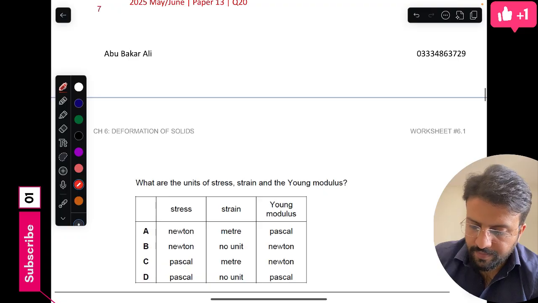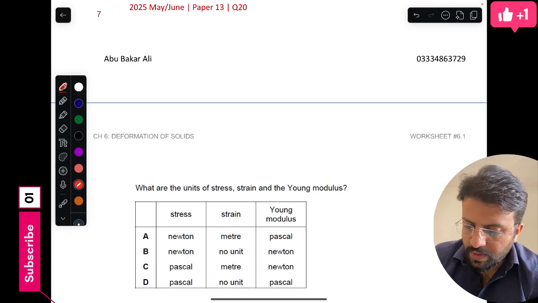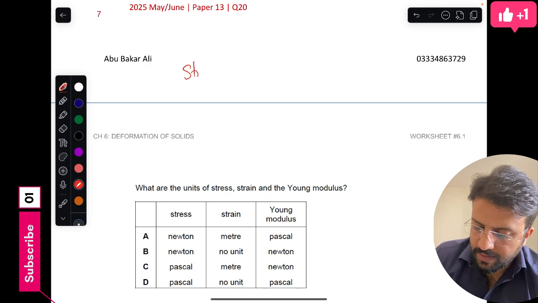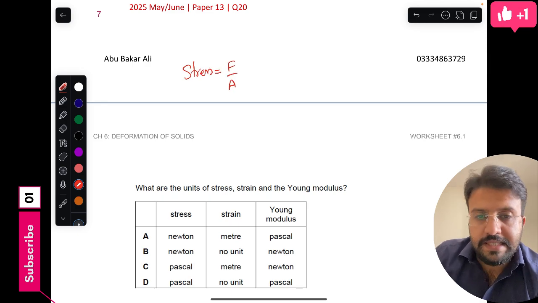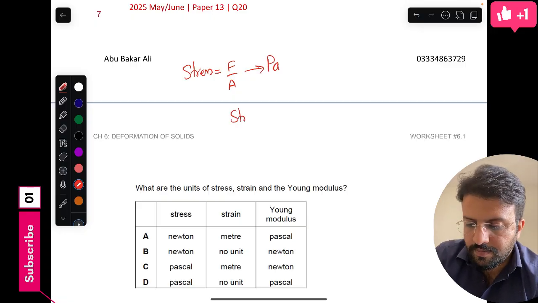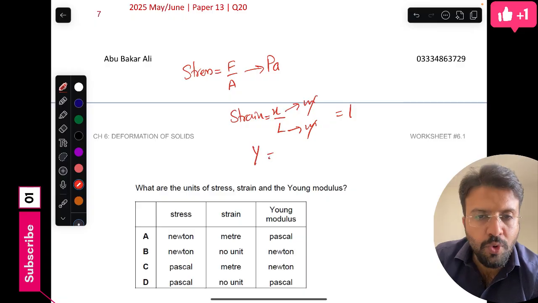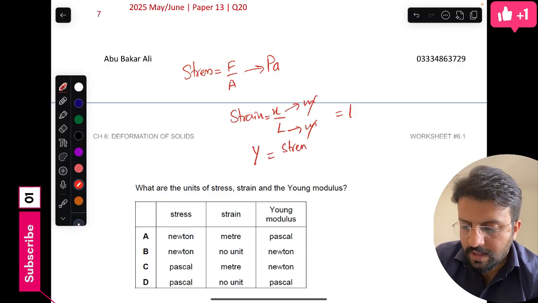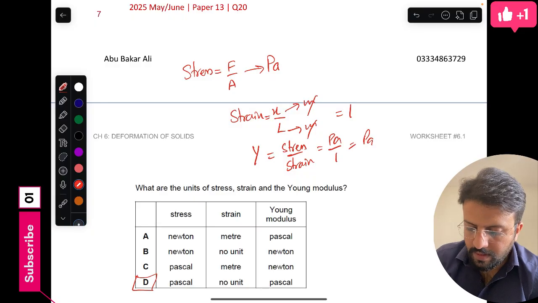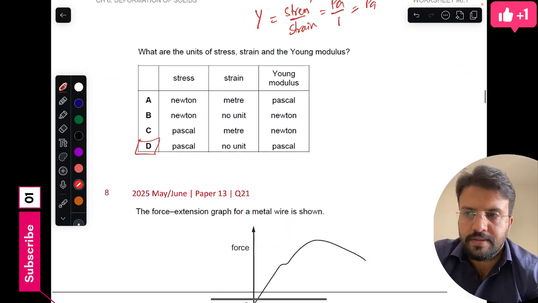In the next question, what are the units of stress, strain and Young modulus? Okay, so we know stress is force over area, same as the pressure, so it is Pascal. For strain, it is change in length over original length. So this is meter, this is meter, they will cancel out, no units. Okay, and for Young modulus, it is stress over strain, so it is Pascal over 1, which is Pascal. Okay, so it is option D, that is the right one.